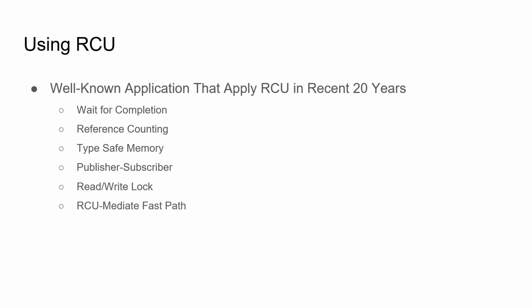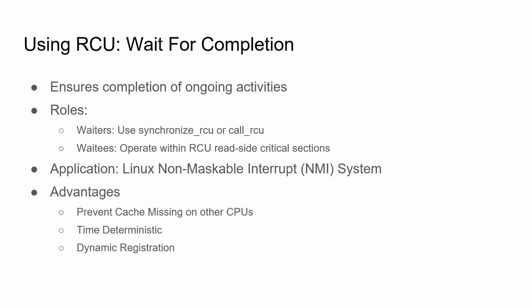Now we will talk about the application of RCU in the Linux kernel over 20 years. It became a critical part and improved the efficiency of the kernel a lot during the past 20 years. The wait-for-completion pattern is a fundamental aspect of RCU, designed to ensure that all ongoing activities, especially those within RCU read-side critical sections, are completed before certain actions are taken. In this pattern, we have two roles: the waiter, who needs to wait for the completion of the activity, and the waitee, who is performing this activity.